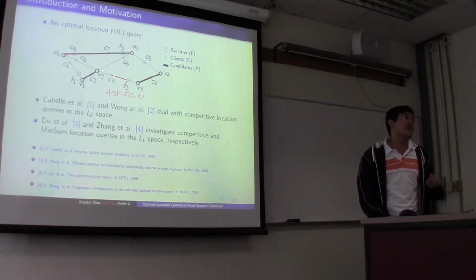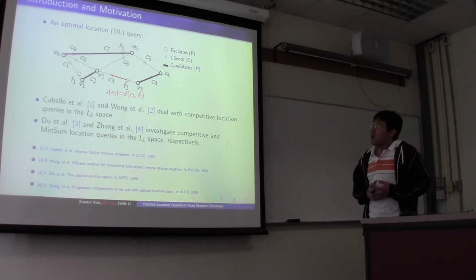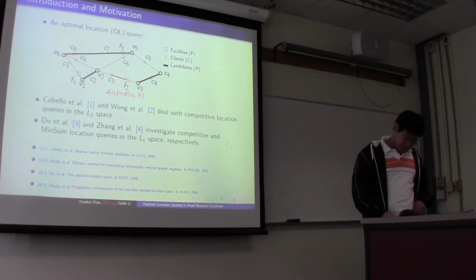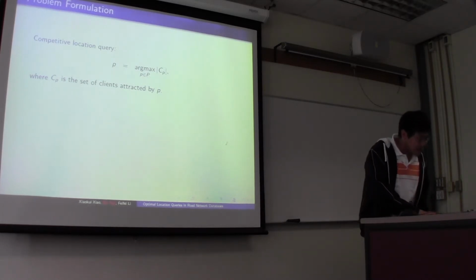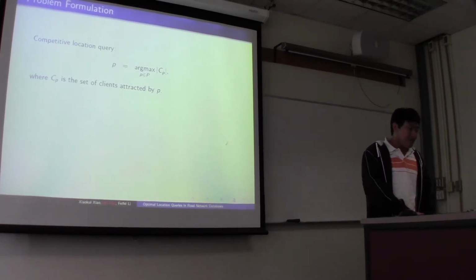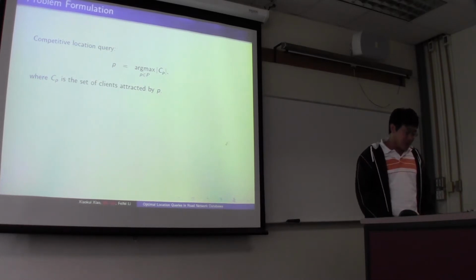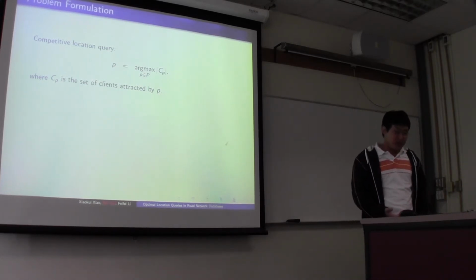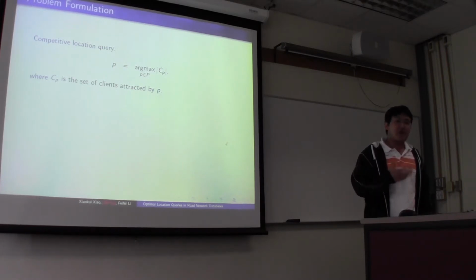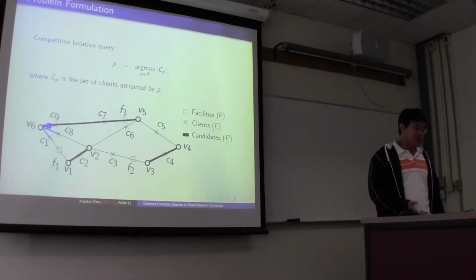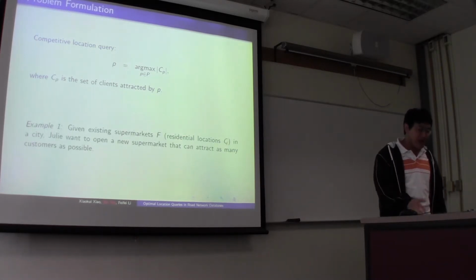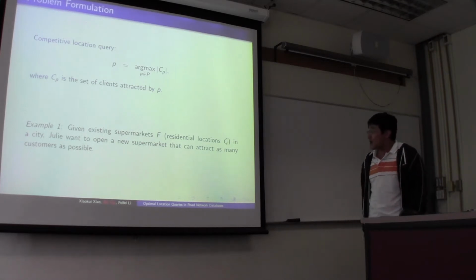So in our paper, we investigated 3 variants of the optimal location query on the road network. The first one is called a competitive location query. Here, the set CP is the set of clients that can be attracted by a facility built on P. And this query asks for a location to maximize the number of clients that can be attracted by a facility built on P. The previous example is exactly an instance of this query. And we can also find many applications in practice.